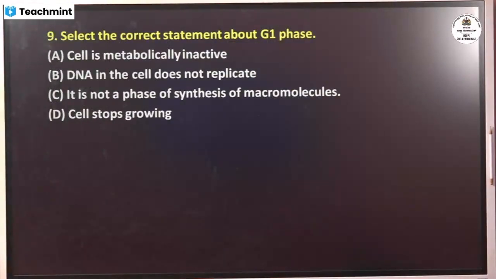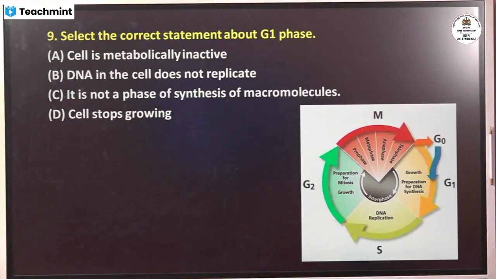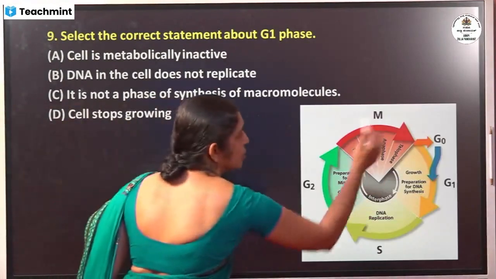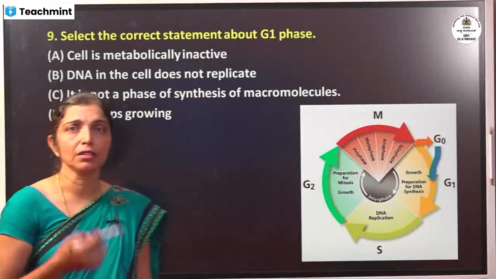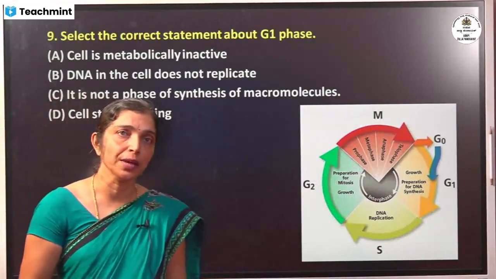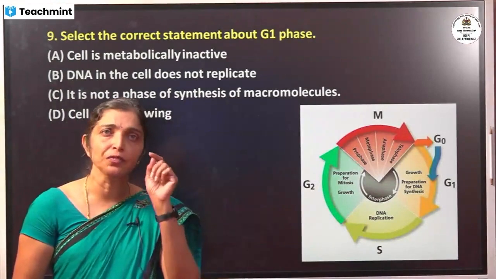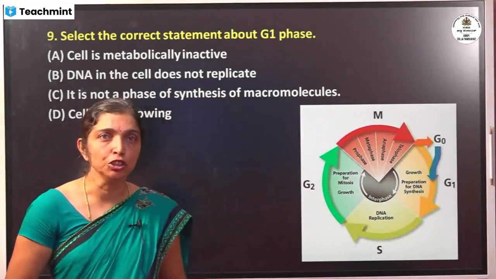Select the correct statement about G1 phase. Cell is metabolically inactive. DNA in the cell does not replicate. It is not a phase of synthesis of macromolecules. Cell stops growing. So you know about the cell cycle. The cell cycle is divisible into the G1 phase, the S phase, G2 phase, the M phase, and we have a very short quiescent phase known as your G0 phase.